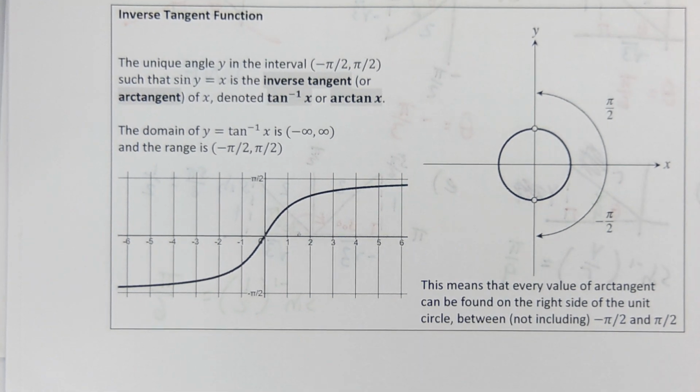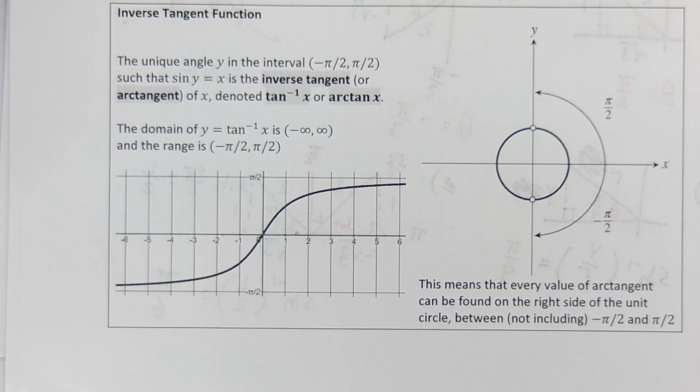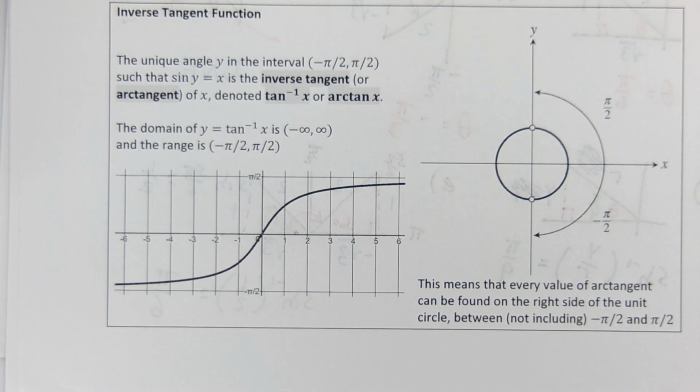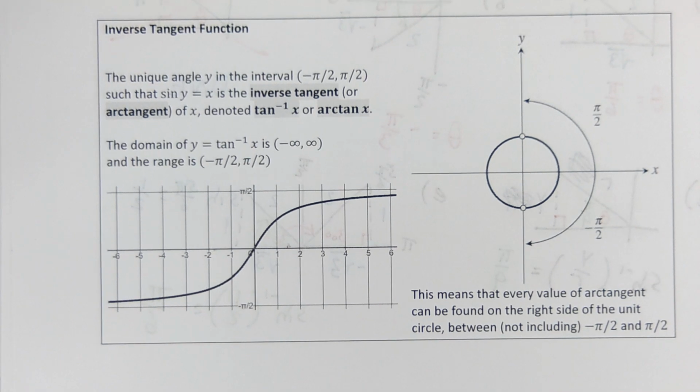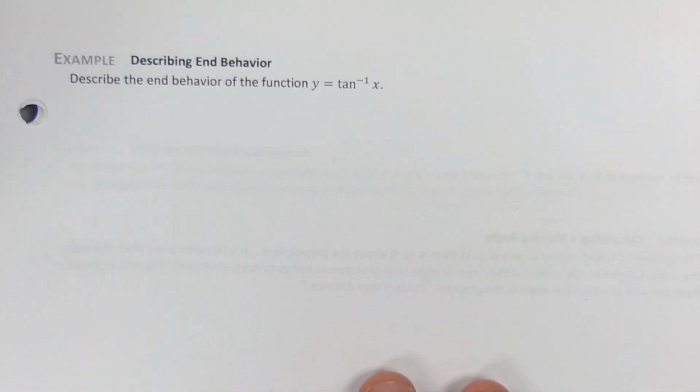Alrighty, looks like it goes through 0 and is shaped like a cube root function, but it is approaching +π/2, -π/2. Cool. All right, let's get that handled.